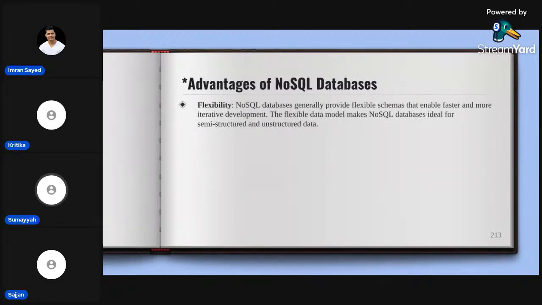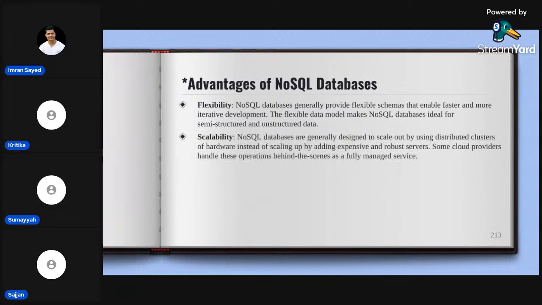Advantages of NoSQL databases: flexibility. NoSQL databases generally provide flexible schemas that enable faster and more iterative development. The flexible data model makes NoSQL databases ideal for semi structured and unstructured data. Scalability: NoSQL databases are generally designed to scale out by using distributed clusters of hardware instead of scaling up by adding expensive and robust servers. Some cloud providers handle these operations behind the scenes as a fully managed service.